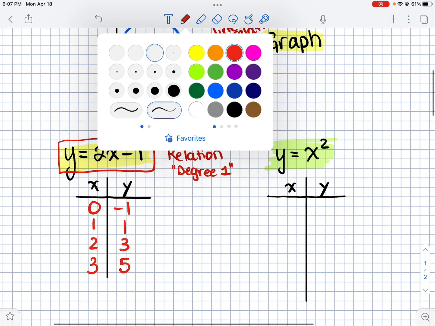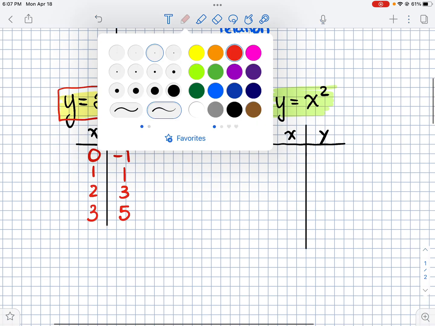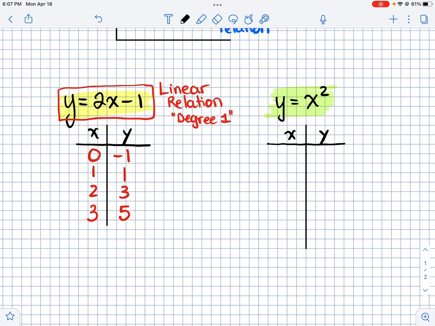The highest exponent is a power of 1. And then from the table of values, we can see that the y values are increasing by 2 every time. They're increasing by a constant amount. And we talked about this already. We called them first differences. In this case, it's also the slope too. So these are all the same. Okay, so that's how we can tell it's linear.